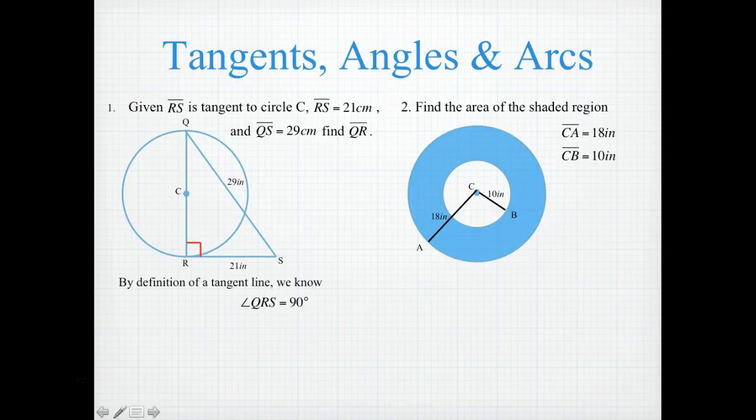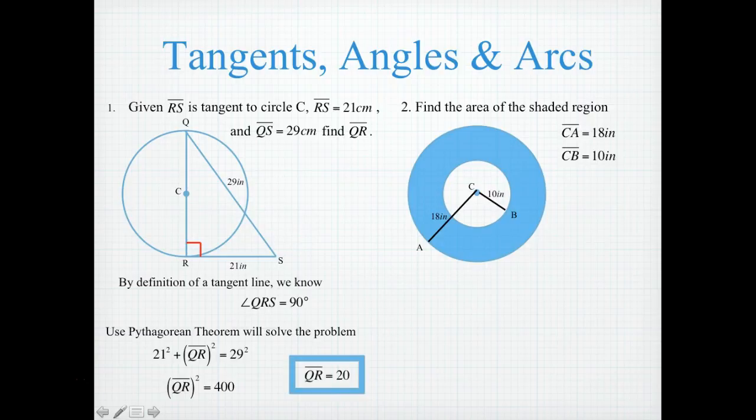Now, by definition of a tangent line, we would know that angle QRS has to equal 90 degrees. We use the Pythagorean theorem then to solve this problem. So we have segment QR to the second power plus 21 to the second power is equal to 29 to the second power. Solving for segment QR, we get QR squared is equal to 400, which would mean segment QR would have to equal 20 centimeters.